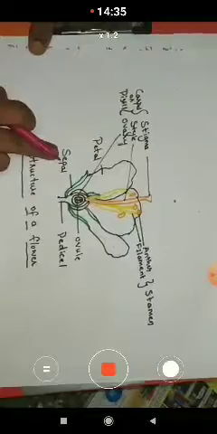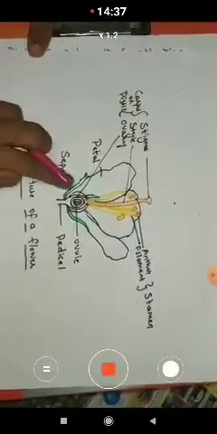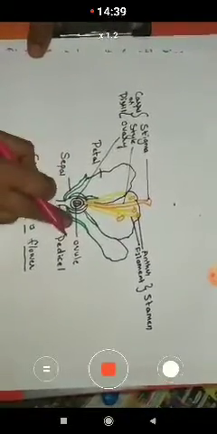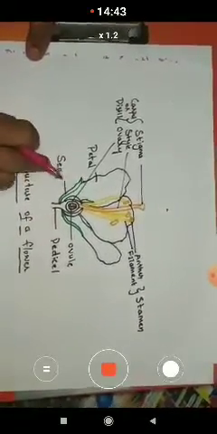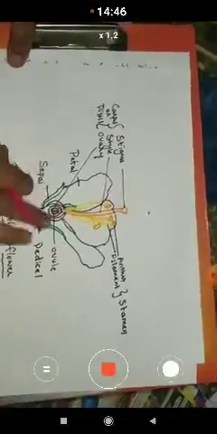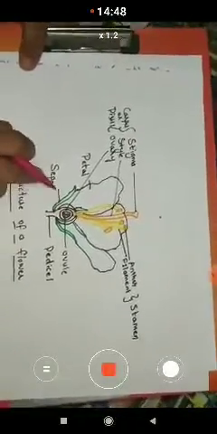The first whorl of the flower is the sepal. The sepal is green in color and it forms a whorl. What is the function of this sepal, children? To protect the bud before it blooms.